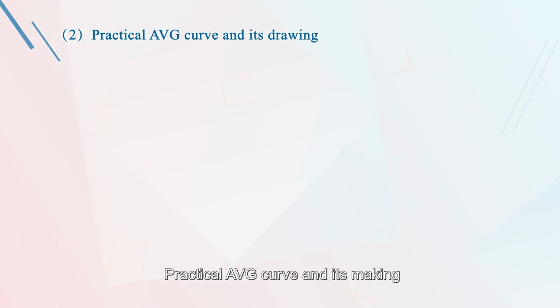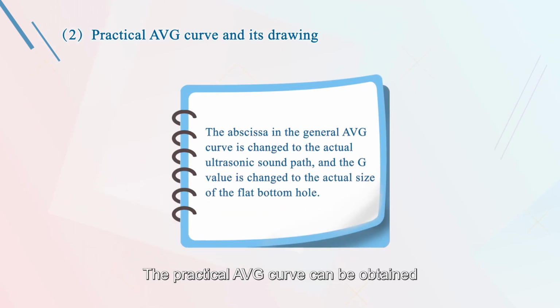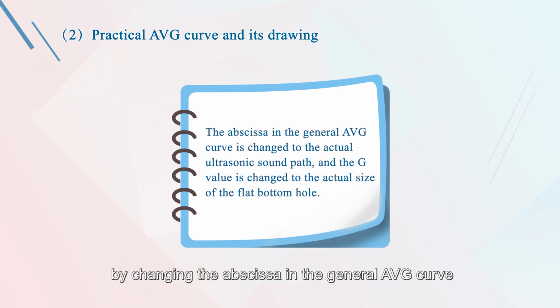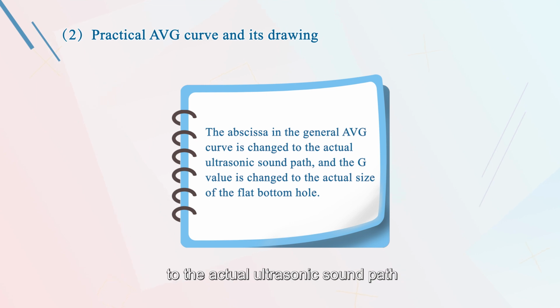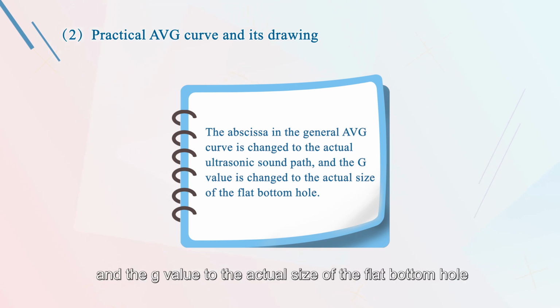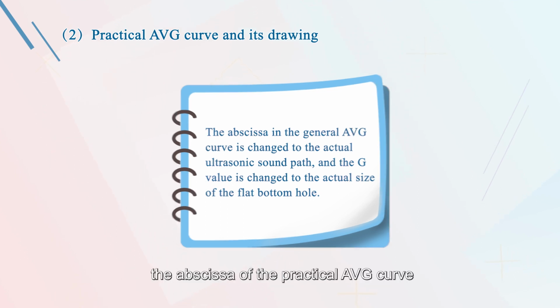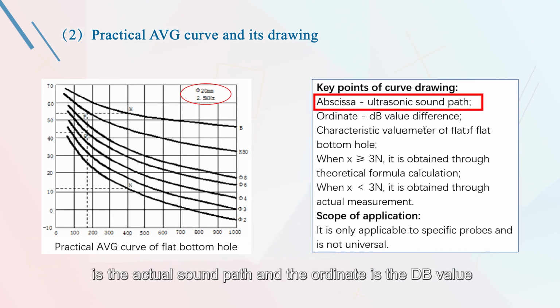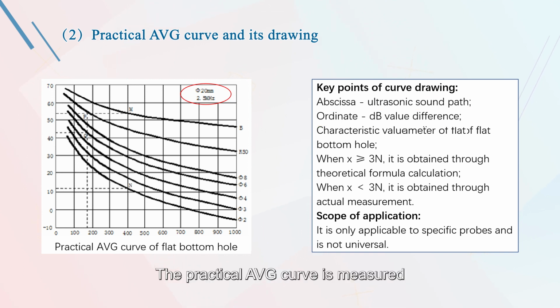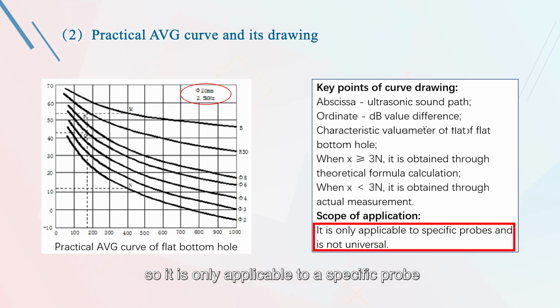Practical AVG curve and its making. The practical AVG curve can be obtained by changing the abscissa in the general AVG curve to the actual ultrasonic sound path and the value to the actual size of the flat bottom hole. Therefore, the abscissa of the practical AVG curve is the actual sound path and the ordinate is the dB value. The practical AVG curve is measured and calculated by the specific probe, so it is only applicable to the specific probe and has no generality. It is necessary to mark the probe specifications on the drawing.